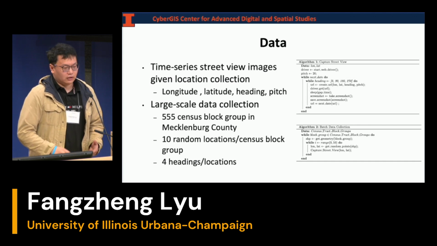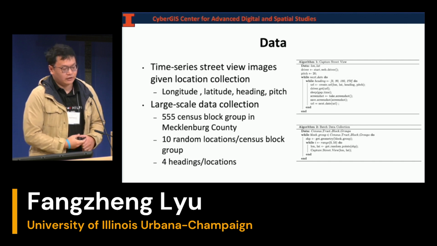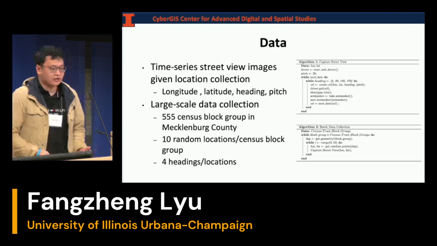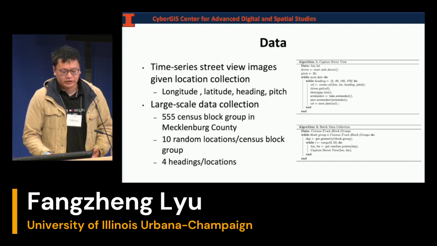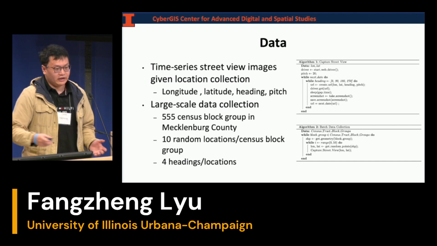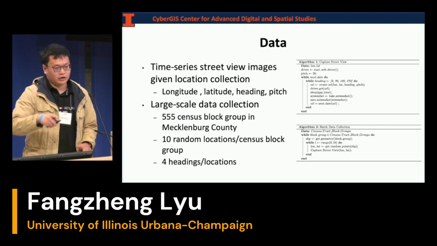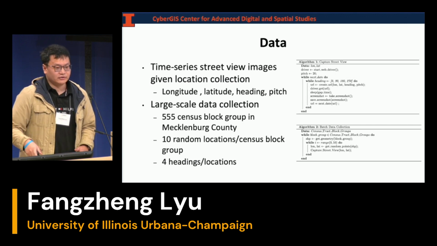There are in total 555 census block groups in Mecklenburg County, and we pick 10 random locations per census block group. At every location, we choose 4 headings.